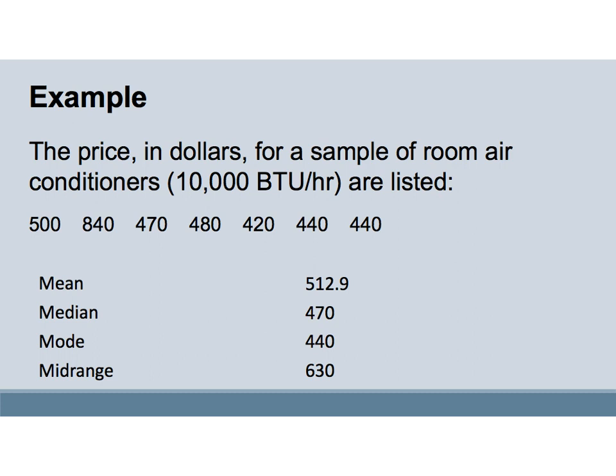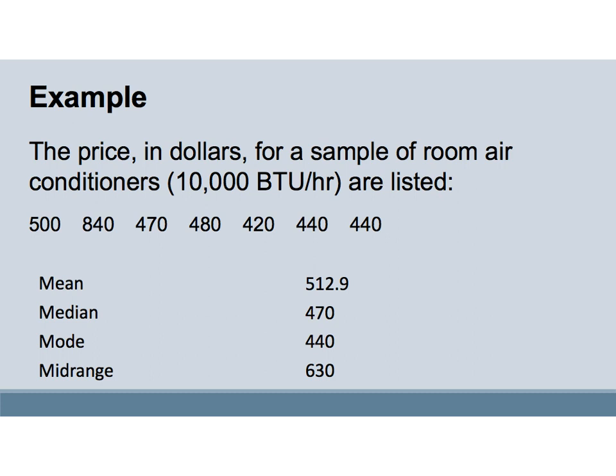If you can see, the mean is very different from the other ones. So is the mid-range. That's because there's an outlier in this data. What do you think the outlier is? If you chose 840, you're correct. It's much bigger than the rest of them, so that was a much fancier air conditioner.